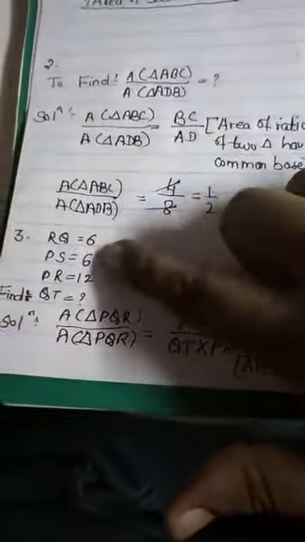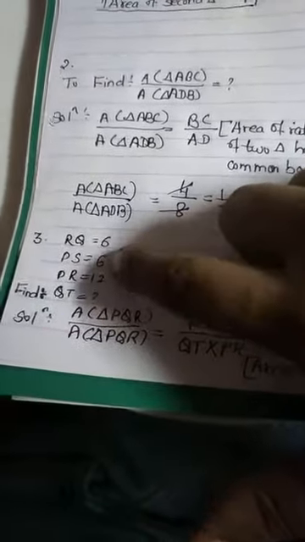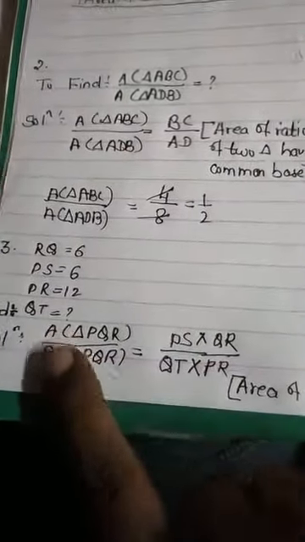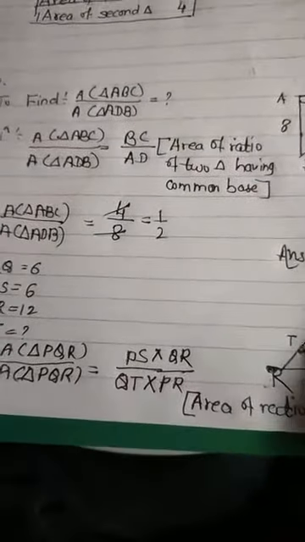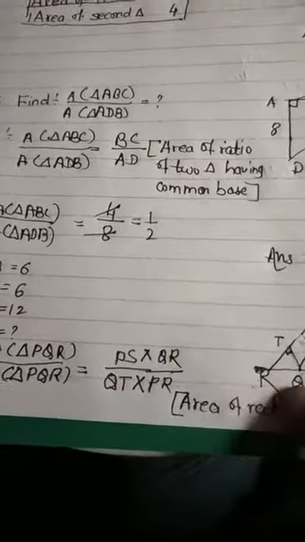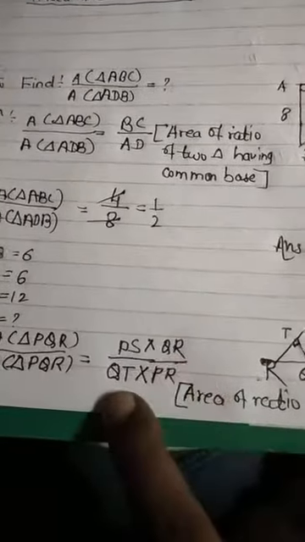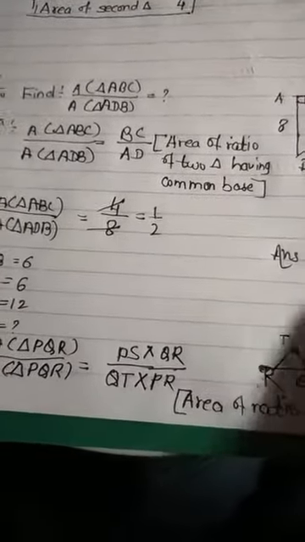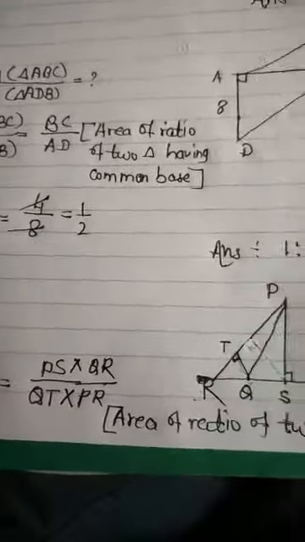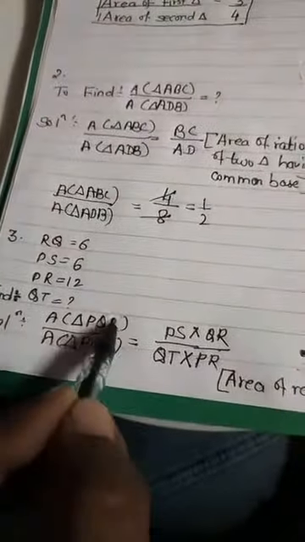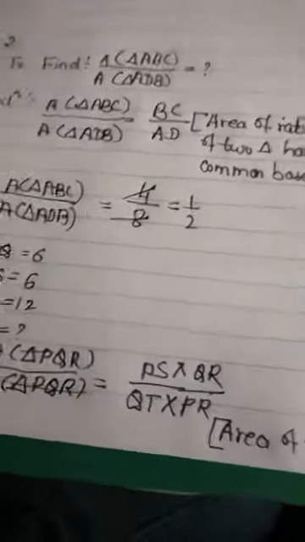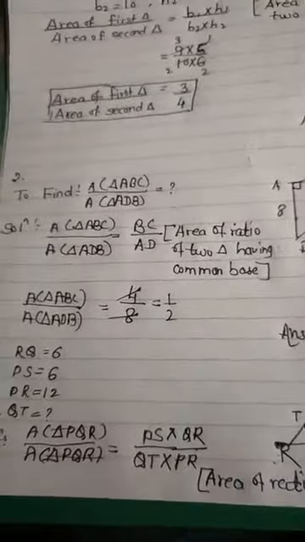So we write the values. RQ is 6, PS is 6, PR is 12, and we need QT. We write area of triangle PQR upon area of triangle PQR is equal to, for the first, PS into the base QR, and for the second, QT into base PR. This is the area ratio of two triangles. Now PQR gets cancelled, so 1 upon 1 is equal to PS into QR.